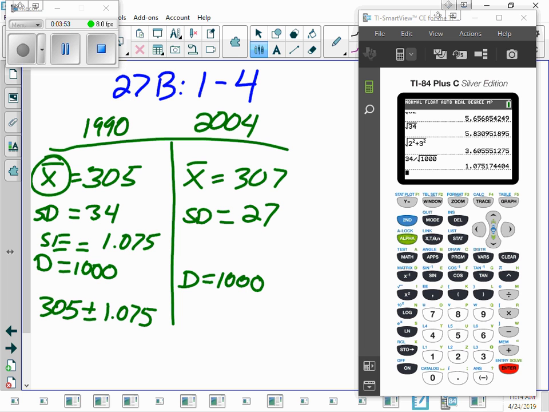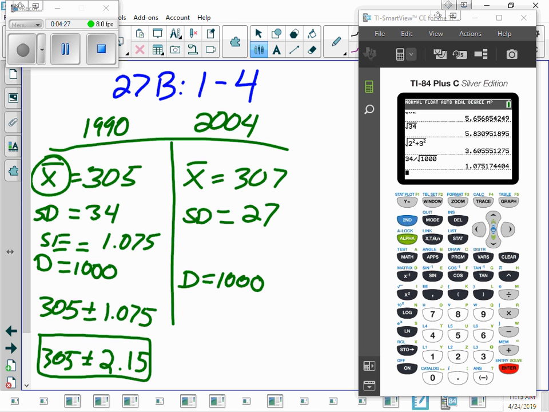Now, going back another chapter, how would I find a 95% confidence interval? I would double the SE. So 305 plus or minus 2.15. What does this tell us? I am 95% confident that the true average is somewhere in that window.